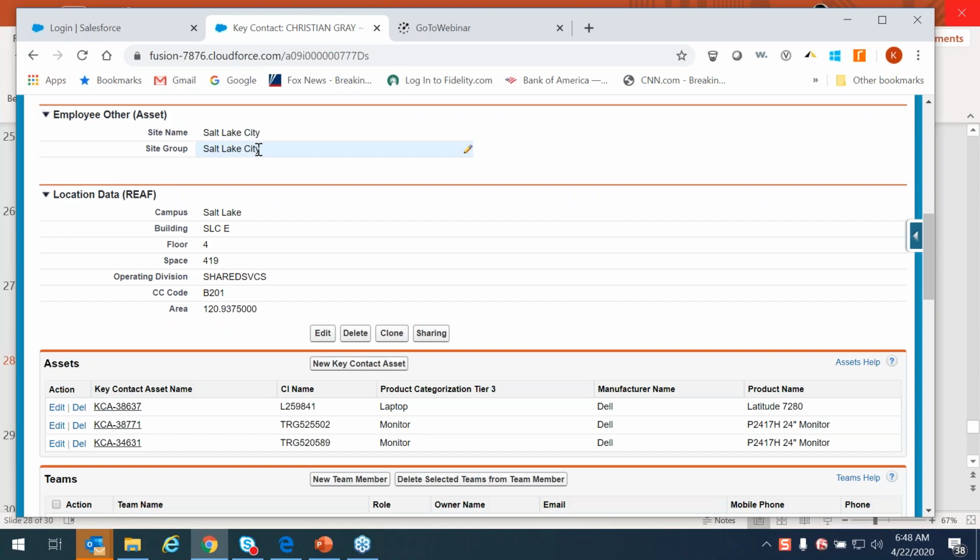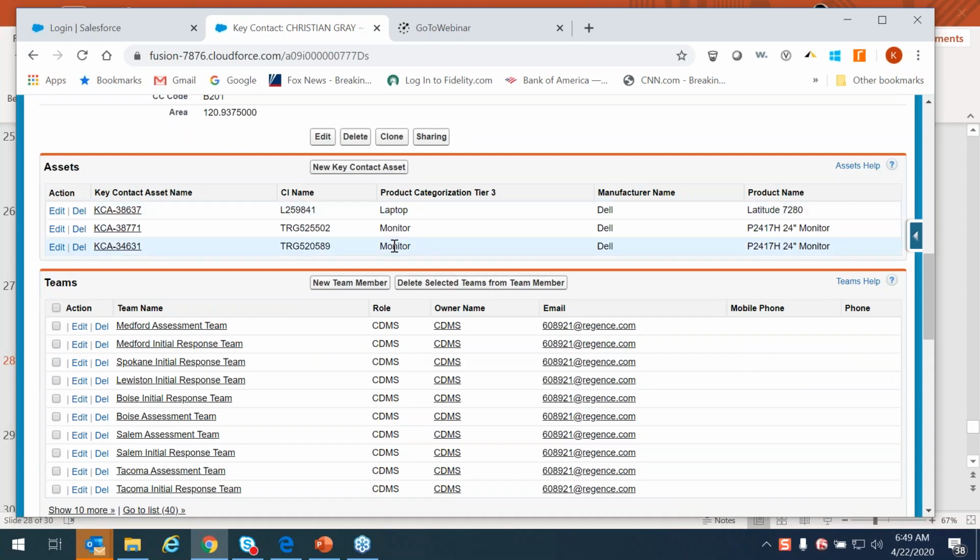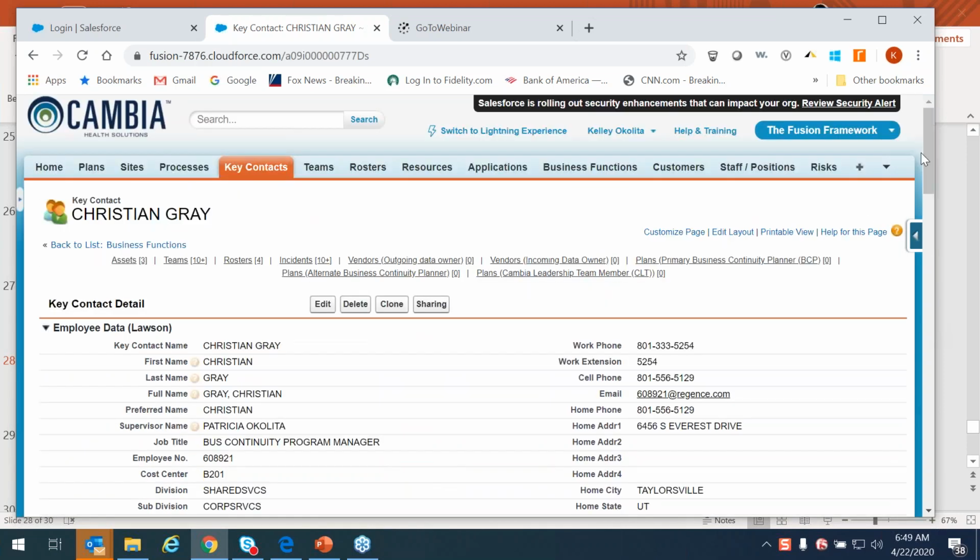If you looked at me, it would say that I was assigned to the Portland site, but my site group would actually be remote because I'm a full-time remote employee. From our real estate and facilities, we know that he's in Salt Lake in the East Building on the 4th floor in space 419. He actually occupies 120.9375000 square feet because some accountant somewhere thought that was really important to know. We know that he's got a laptop and 2 monitors assigned to him. And here's all the teams that he's a part of. So this gives me all this information about Christian as a person.